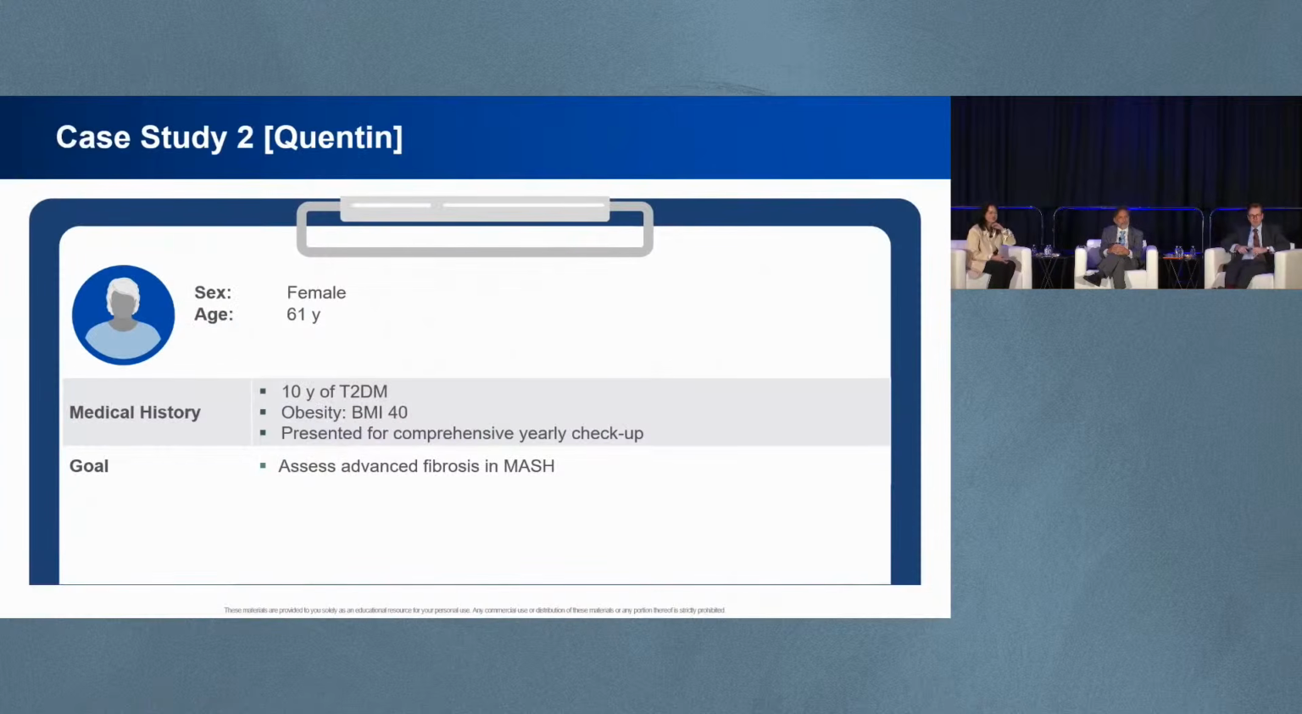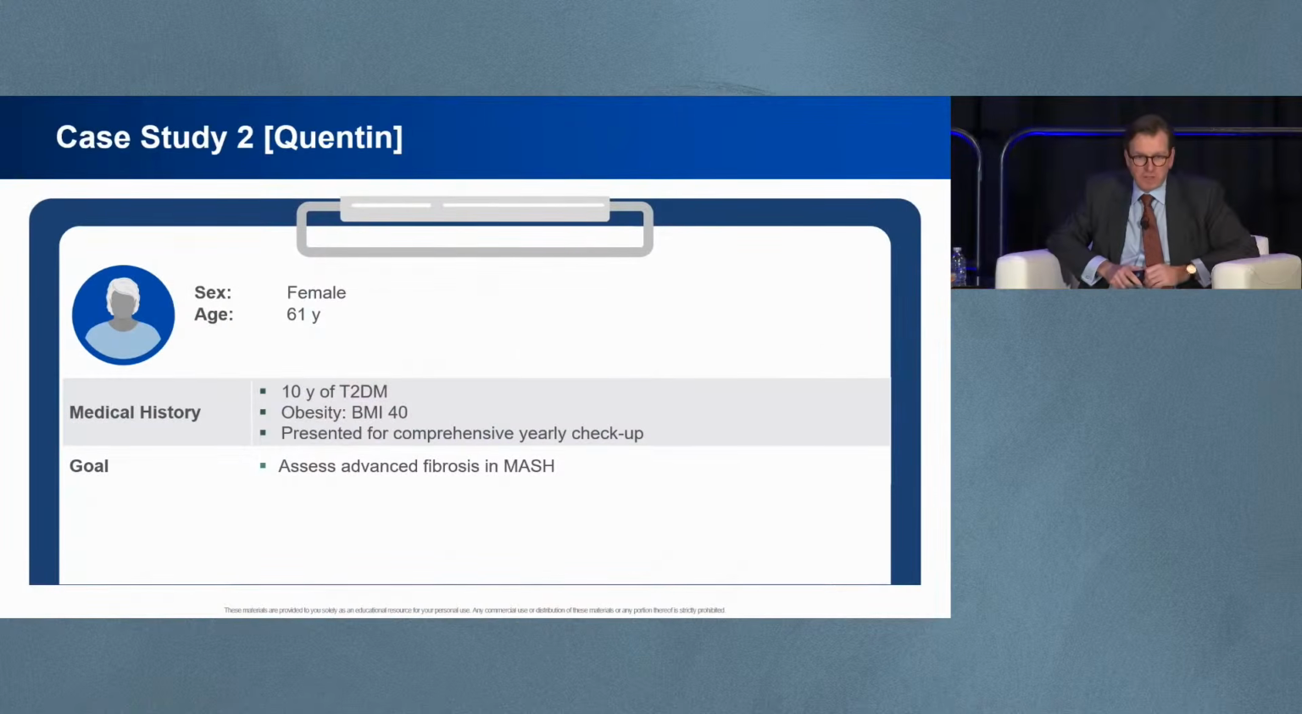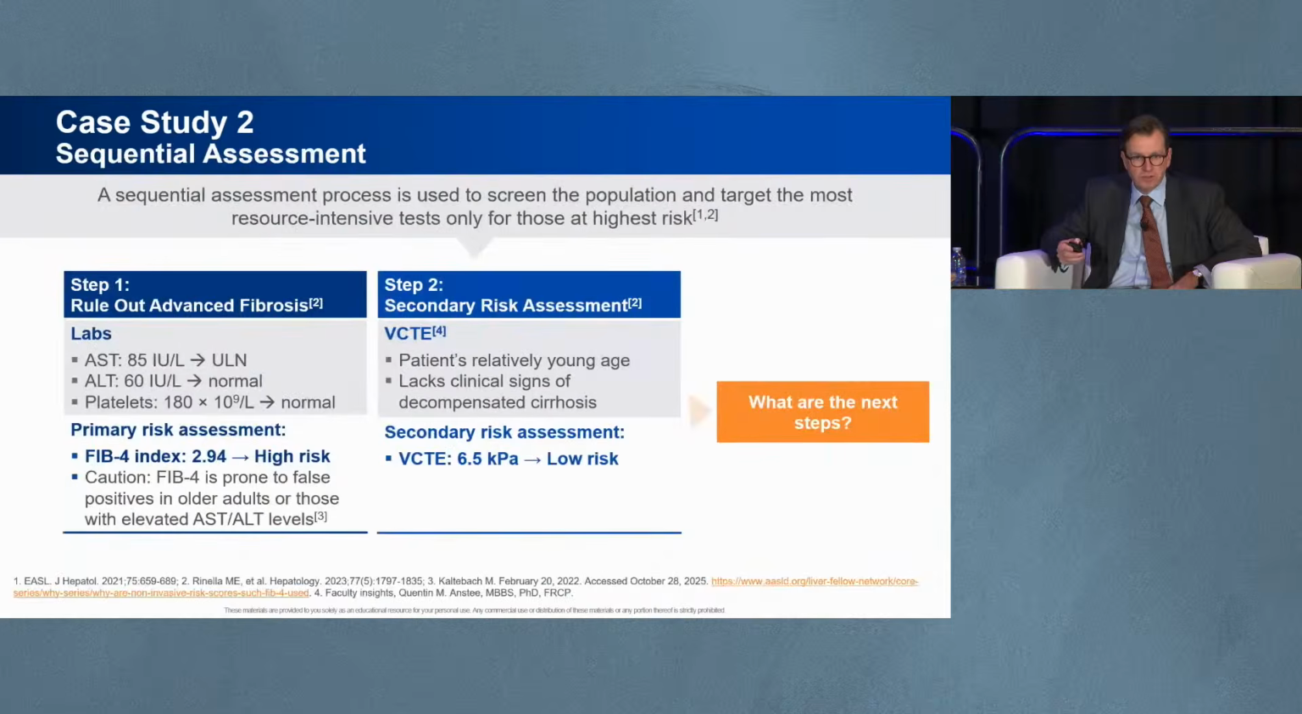Okay. So, second patient, a 61-year-old lady. She's been a type 2 diabetic for 10 years. She's overweight with a body mass index of 40. She's presented actually asymptomatic, but for her annual checkup. And so we're going to go off and assess to see if there's any evidence of steatohepatitis or fibrosis present.